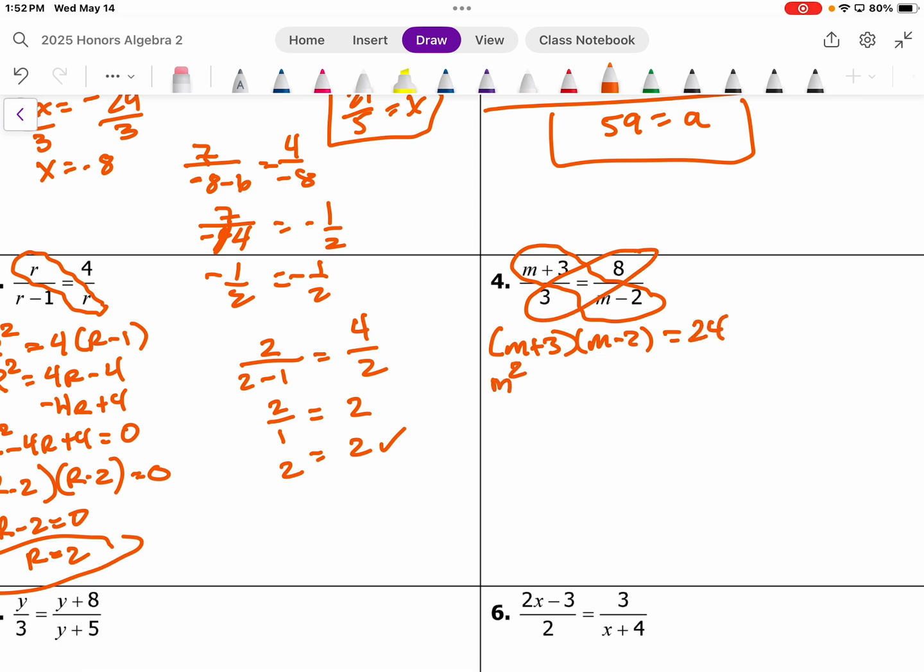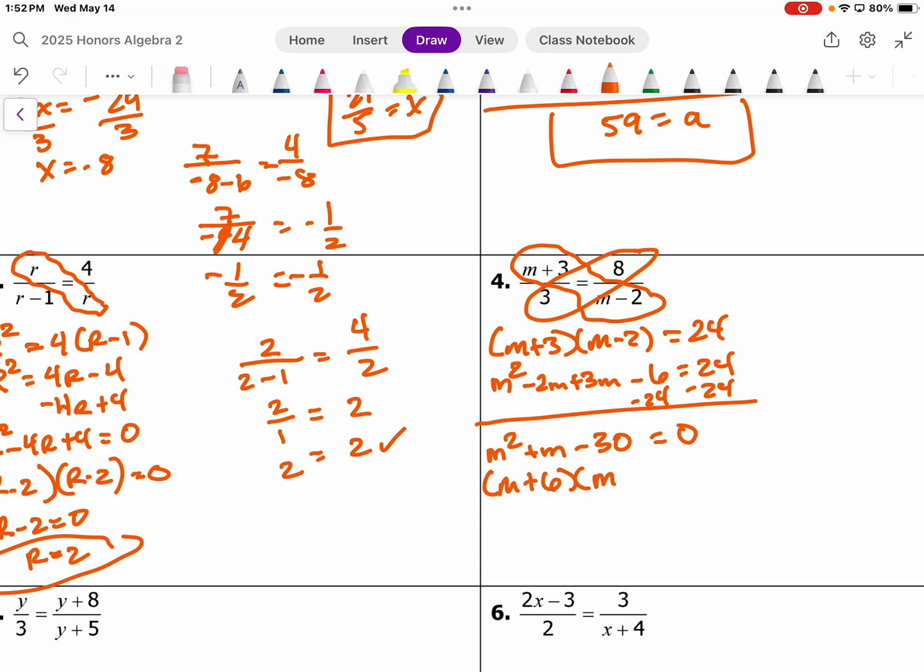M squared minus 2m plus 3m minus 6 equals 24. I'm going to bring the 24 over to the 6 as I combine the middle stuff just to try to speed things up. M squared plus m minus 30 equals 0. That factors into an m plus 6 times m minus 5. So I get m is equal to negative 6 and m is equal to positive 5 for my two answers using the ZPP, the zero product property, which we talked about 2.5 months ago. Okay.